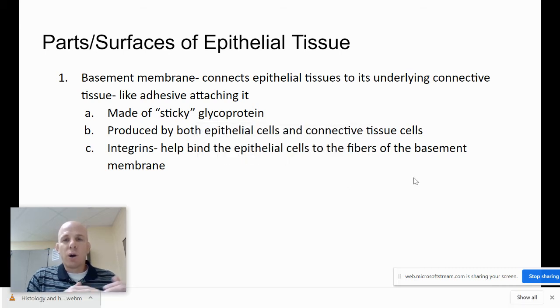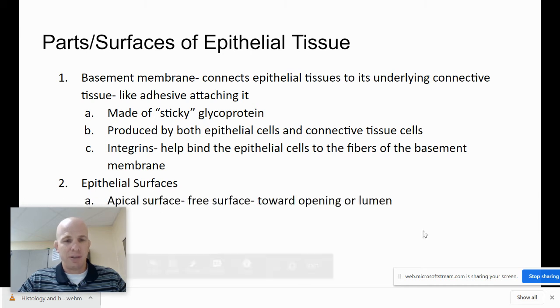So the tar would be like the basement membrane holding it down, but then my nails would be like these integrins that I'm helping to secure that layer to the basement membrane. Now I know that's not 100% accurate because the nails are going through the tar and into the wood underneath, but just try to think of that visual in your mind, that these integrins are kind of like these little nails which help hold it to the basement membrane, which hold the whole tissue down altogether.